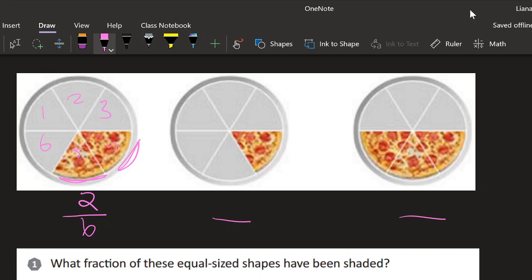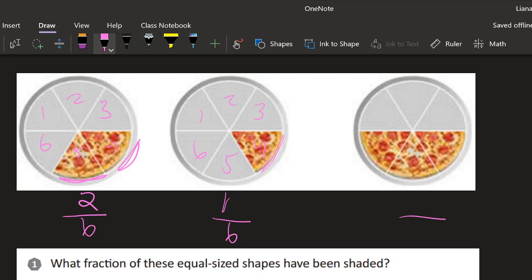If we look at the next one here, the pizza in the middle, let's start the same way. The denominator is always the easiest to figure out because it's just the total number of sections we have. So we ignore whether there's pizza or not. We're just counting the number of sections. This is divided into the same sort of size sections as the last pizza, so our denominator is going to be the same. It's going to be 6. The numerator represents the number of pieces of pizza that we actually have. In this example, we just have 1. So the fraction that represents this pizza is just going to be 1 over 6.